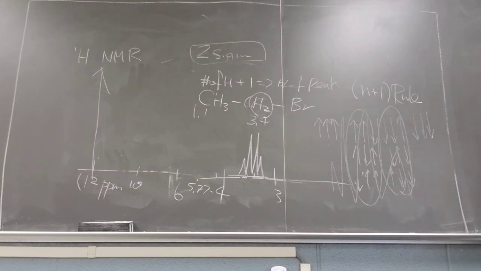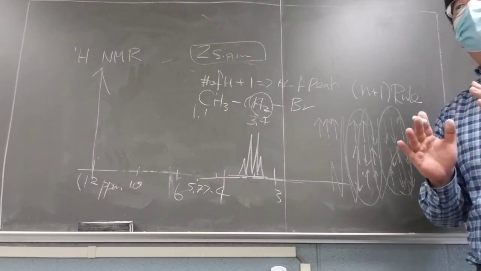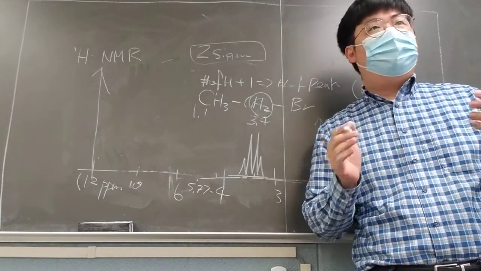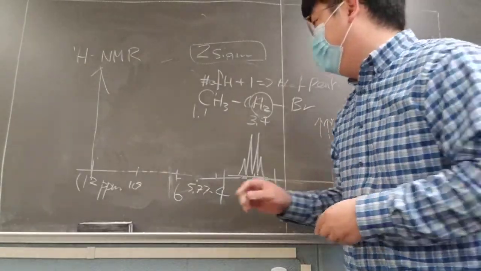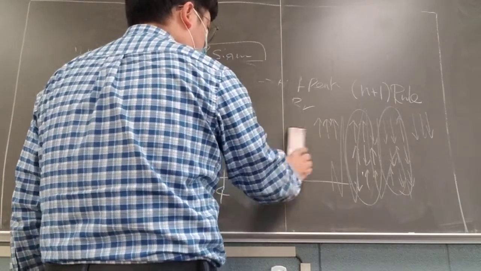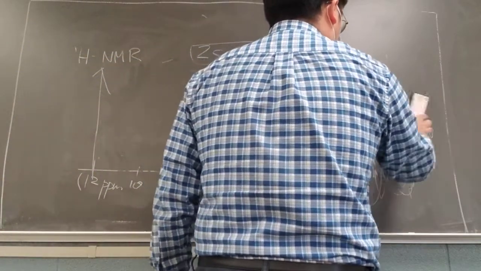Okay? So that's why it has 4. But the bottom line here is simply what? N plus 1. That's pretty much. Makes sense, right? Perfect. So this is pretty much it.